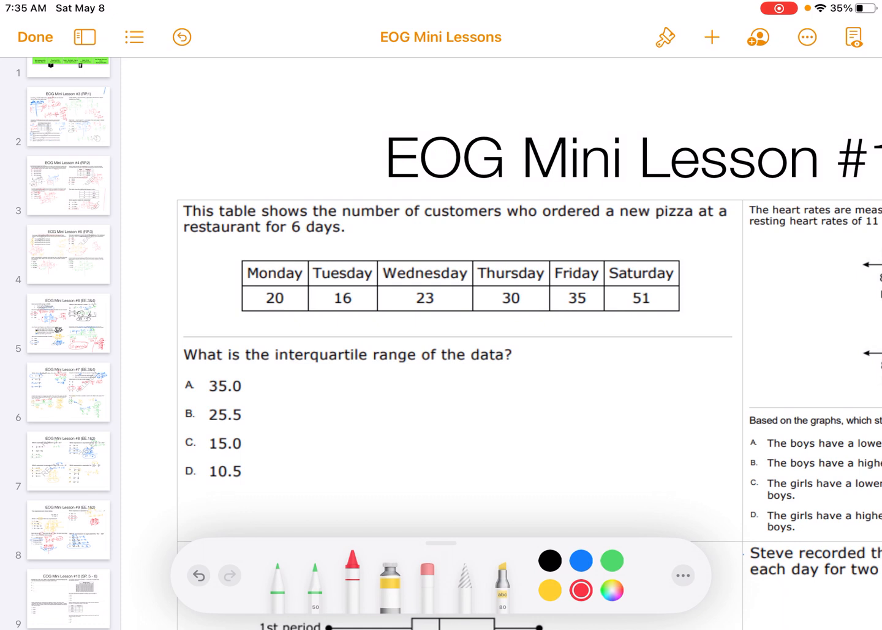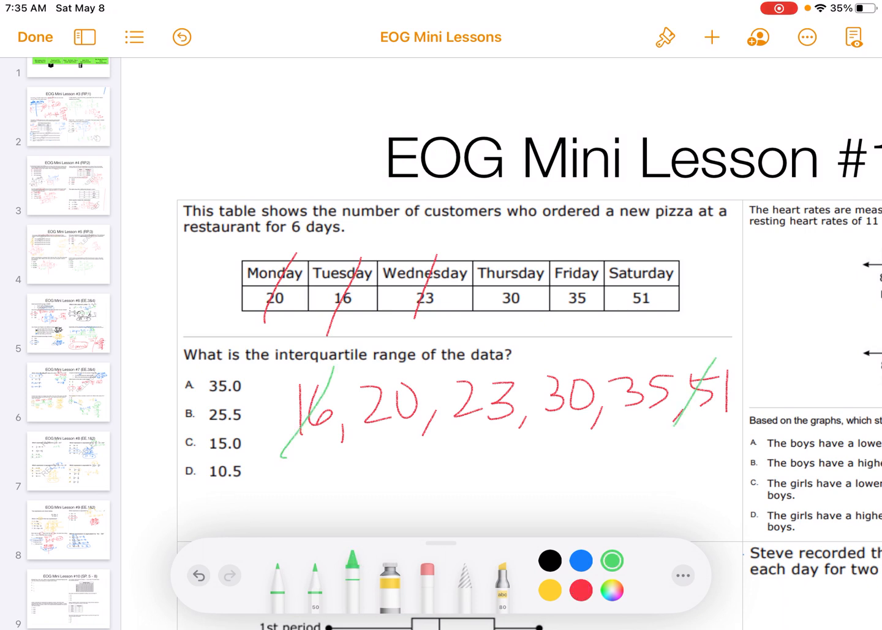So interquartile range, so I have to put the numbers in order from least to greatest. So I'm going to start there. So I've got 16, 20, 23, 30, 35, 51.